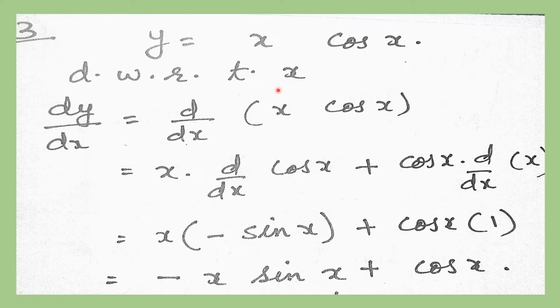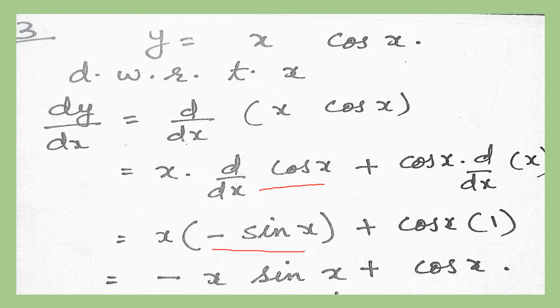So differentiate with respect to x, you will write dy by dx is equal to d by dx of x cos x. What you will do here, the uv formula will be put into use. So it will be the first function x as it is multiplied by the derivative of the second function, which is d by dx cos x, plus cos x, the second function as it is, multiplied by d by dx, the derivative of the first function which is x. Now this x will come here as it is. What is the derivative of cos x? Derivative of cos x is minus sin x.